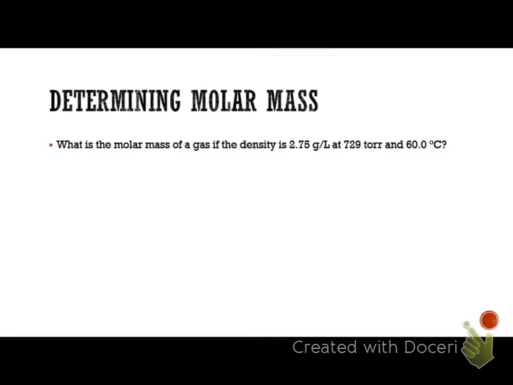All right, determining the molar mass. The density is 2.75, at 729 torr and 60 degrees Celsius. The first thing I need to do is my temperature. Get in that habit so you don't accidentally put in the wrong thing. What is 60 plus 273? 333 Kelvin. I also noticed that I'm in torr. Can I use the R value in torr? No. So we're going to convert that real quick. 729 divided by 760 is 0.959. That makes a difference.